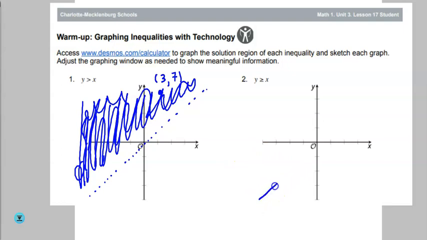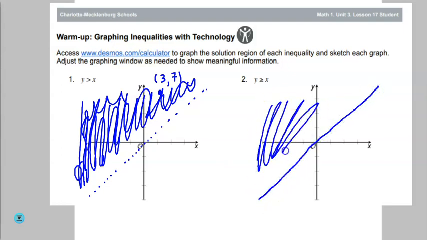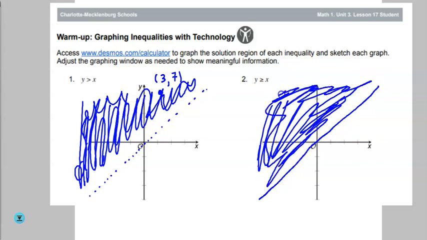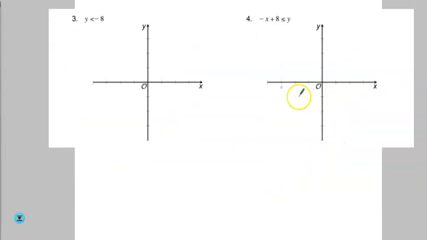So now this is a solid line and still greater than is shaded up here. So it's every point in the shaded region and on the line that makes that a true statement. Here it's just every point in the shaded region because the line's not included. That's why it's dotted.